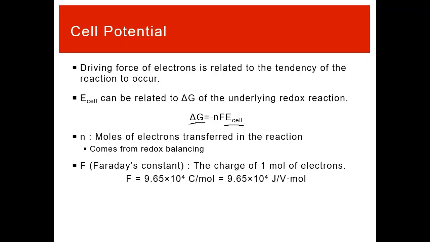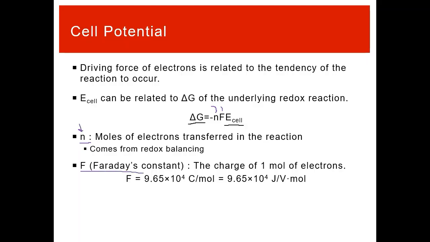And so we have these other two terms in here then, N and F. N is the moles of electrons transferred in the reaction. So when we did all that balancing, the idea that some number of electrons come out of the oxidation step and they go into the reduction step. So balancing that flow of electrons, that number of electrons, that's N.